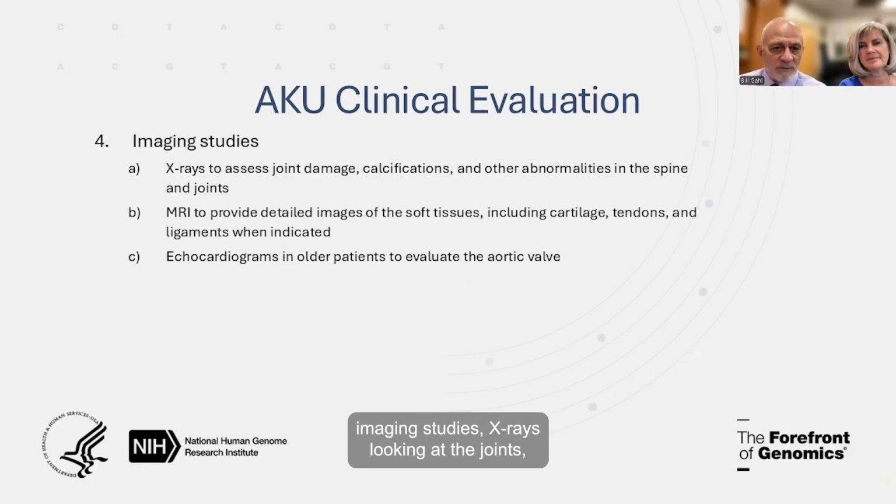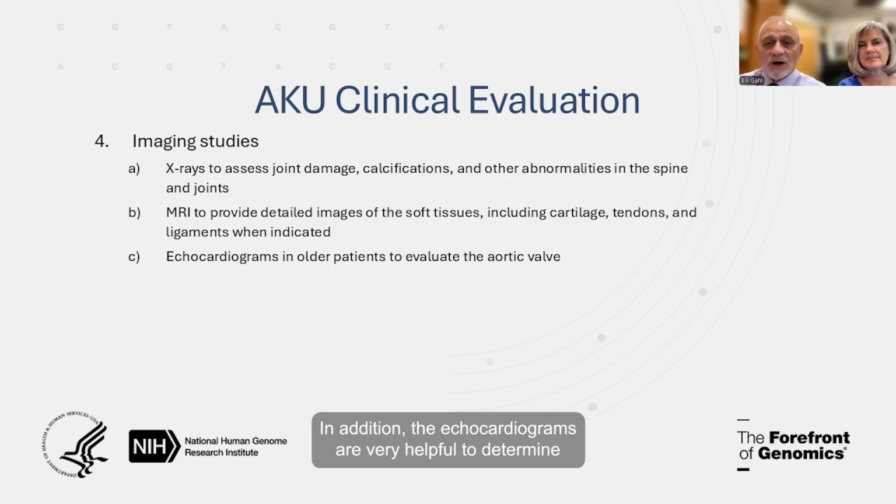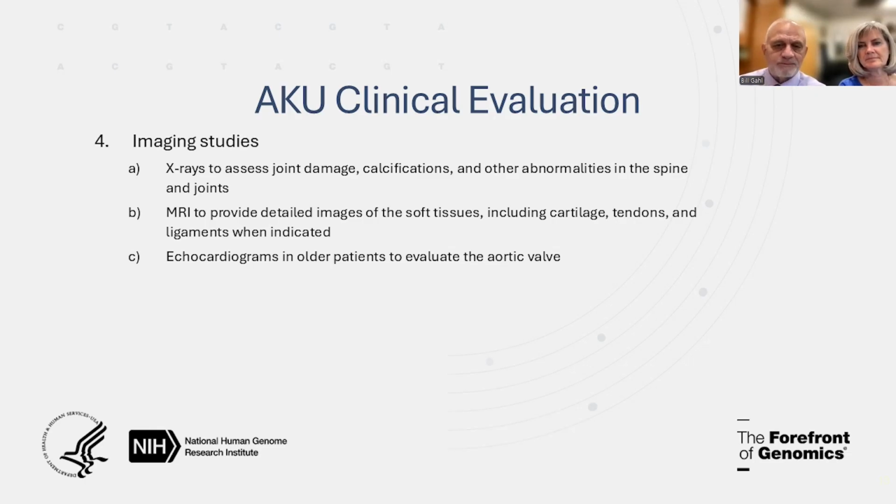And finally, imaging studies, x-rays, looking at the joints, looking for calcification, as I pointed out, in the intervertebral discs and other abnormalities in the spine and joints. MRI can give you an indication of some of the soft tissues, and that would include the tendons and ligaments and cartilage that's involved by the ochronosis. In addition, the echocardiograms are very helpful to determine if there's valve disease in the heart, especially the aortic valve.